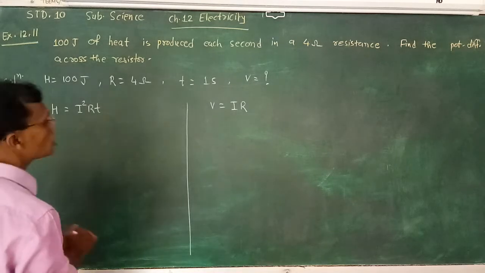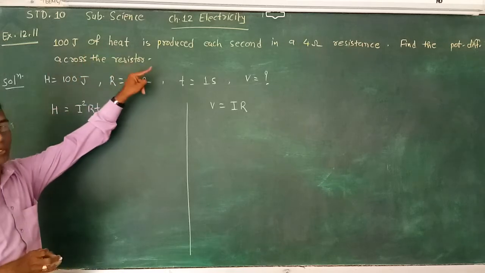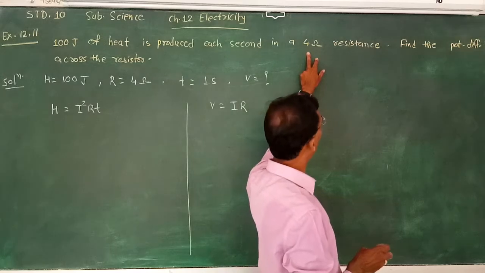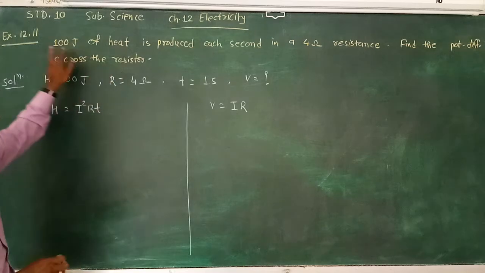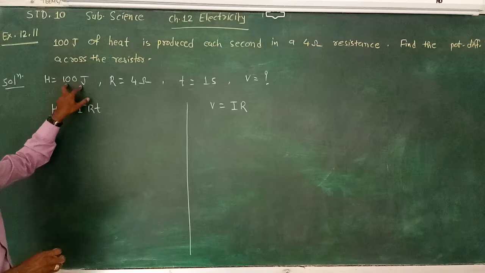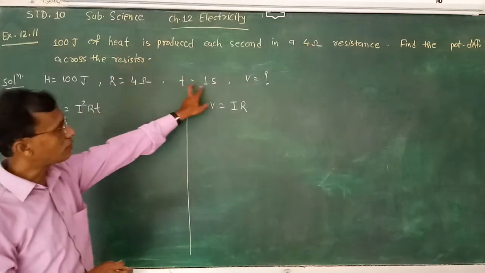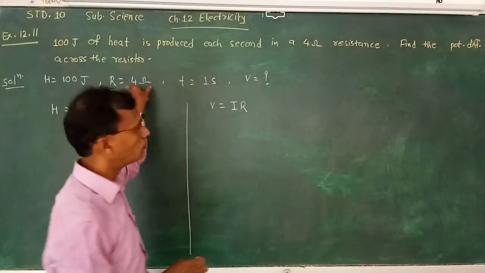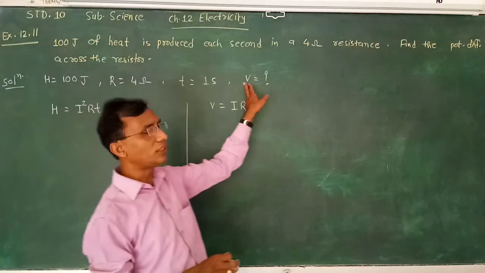Okay, now the next example is 12.11. The question is: 100 joule of heat is produced each second in a 4 ohm resistance. Find the potential difference V across the resistor. Here 100 joule of heat, that is H equal to 100 joule, produced each second, that is T is equal to 1 second. In a 4 ohm, that is R is equal to 4 ohm. We have to find the potential difference.